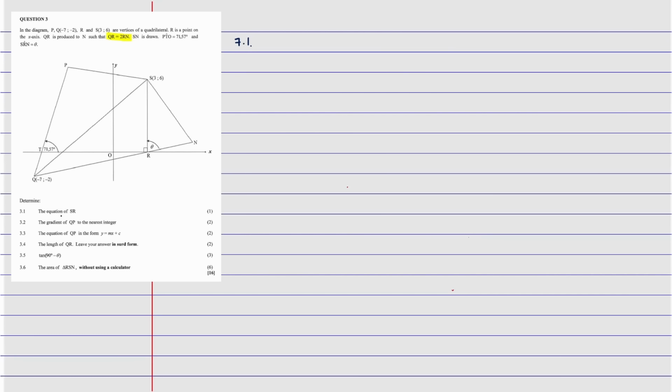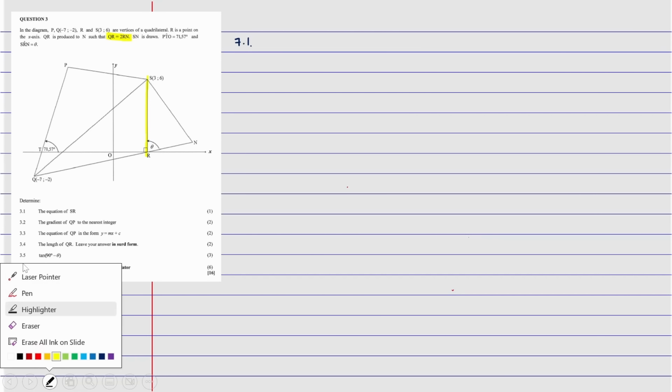We need to determine the equation of SR. So SR is going to be this one, right? What do we see? We see the fact that the line has a 90 degrees, right? So if it has a 90 degrees, meaning the line is a vertical line, it's going straight.